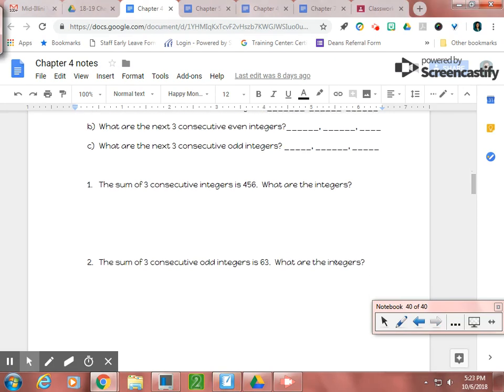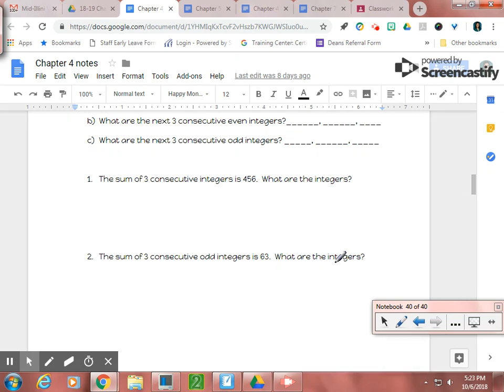So let's look at these. The sum of 3 consecutive integers is 456. So the key is consecutive integers. So like 1, 2, and 3. So how we write consecutive integers, the first integer is x, that would be 1. Then we would take our x value of 1 and add 1 to get to 2. Then we would take our x value of 1 and add 2 to get to 3. So think of it. If this was 1, we'd plug in 1 to get 2. And if this was 1, that would give us 3.